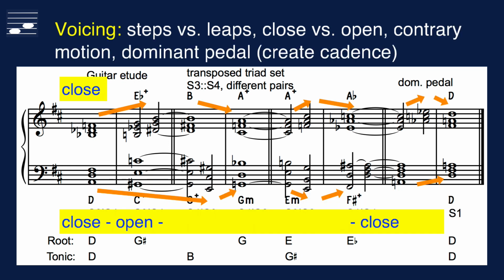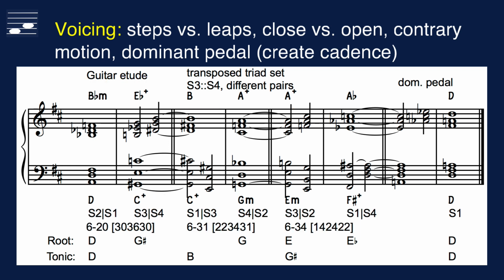In the voicing and voice leading, note close versus open position, stepwise motion versus leaps, contrary motion between outer parts, up to an apex pitch just before the closing. The dominant pedal A is not part of the polychord, but helps in creating a cadential feeling when arriving at the simple tonic triad D.